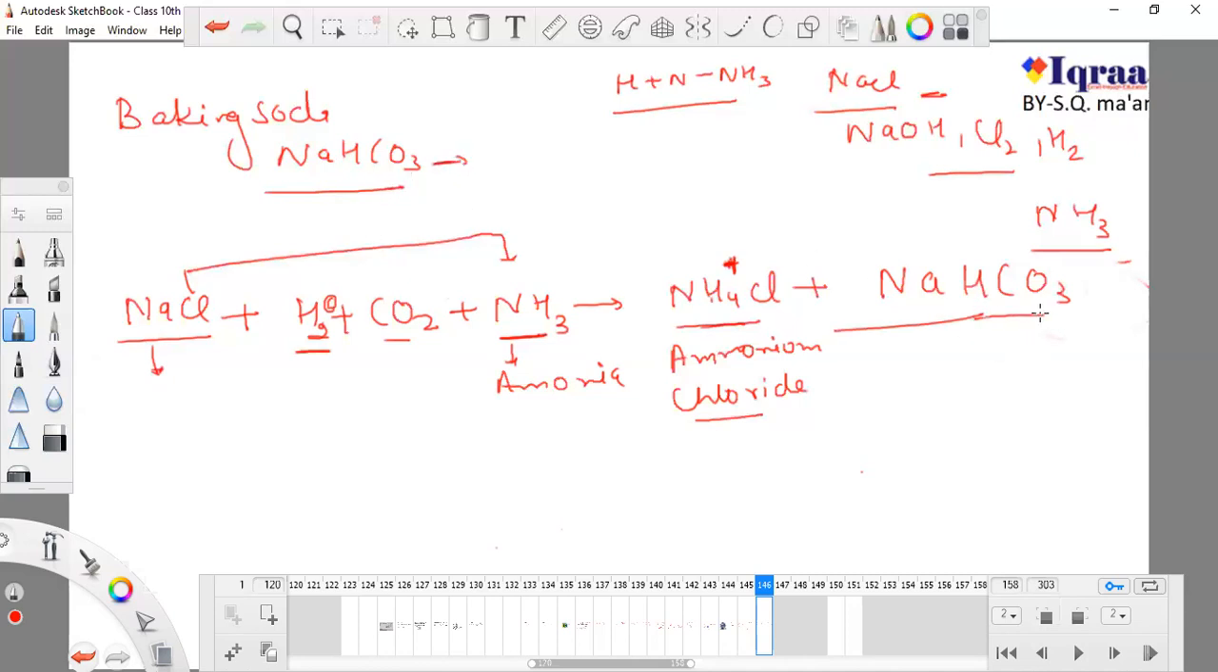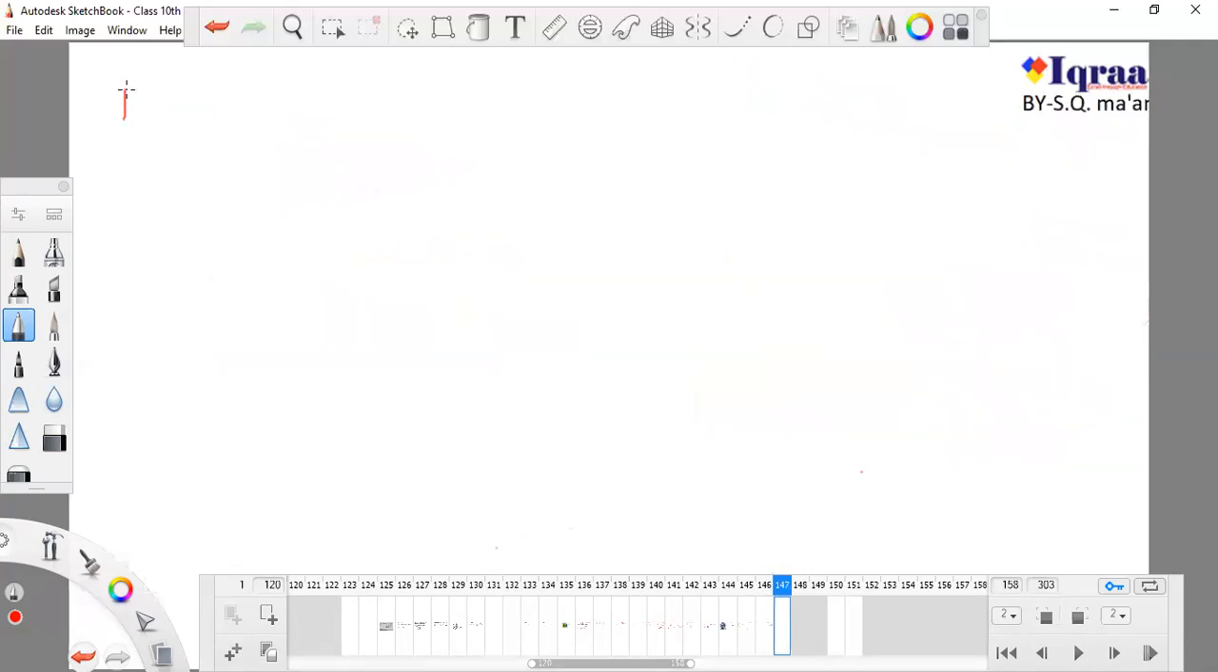So our second salt is produced. This is ammonium chloride, another type of salt, and this is sodium hydrogen carbonate. It is also known as baking soda. Why is this known as baking soda?